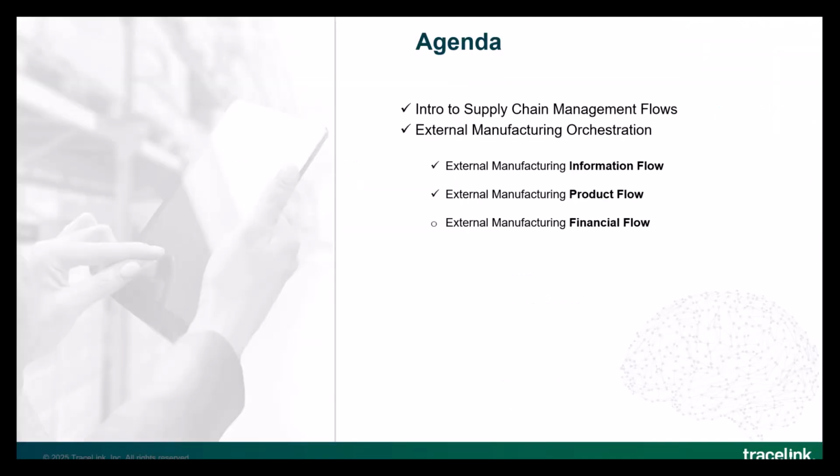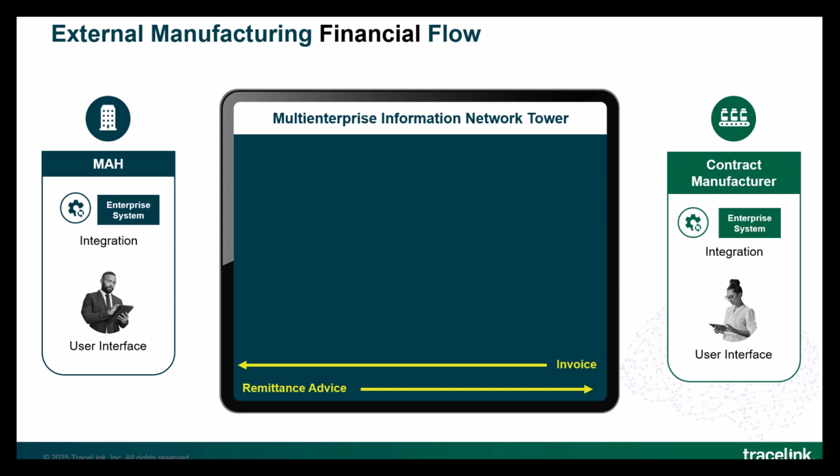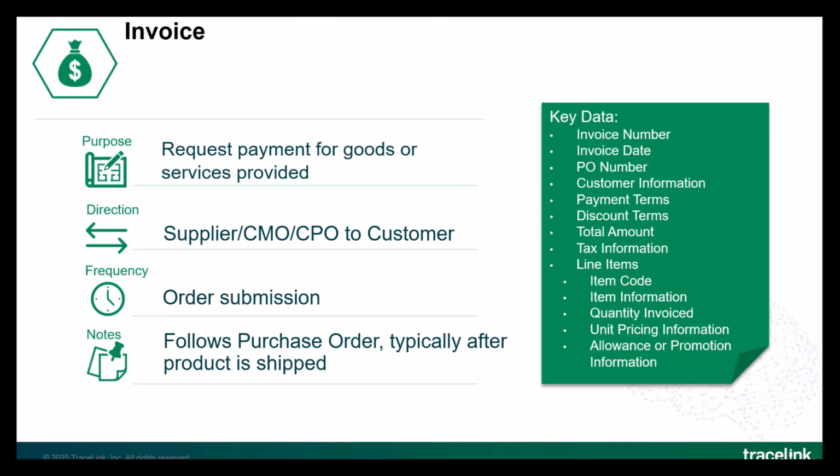And finally, the financial flow. In the external manufacturing financial flow, we see a relationship between invoice and remittance advice transactions. The buyer and seller have already done their part. Products ordered, shipped, and received. Everything's running smoothly. Now it's time for the seller to get paid.